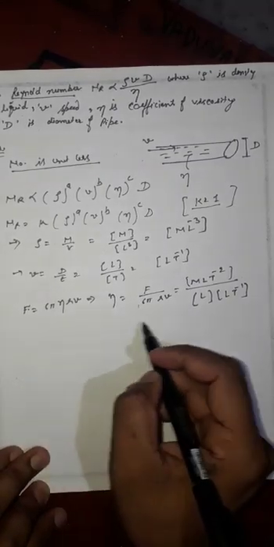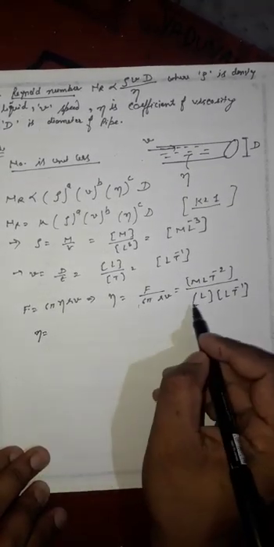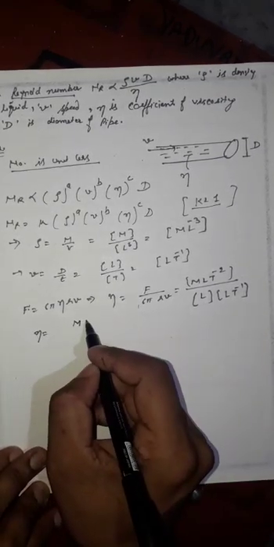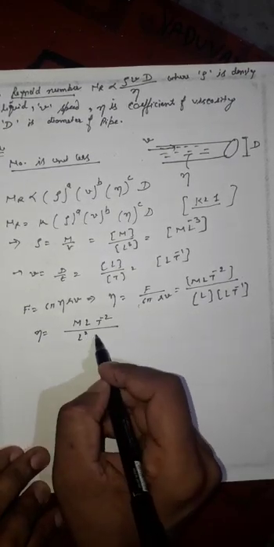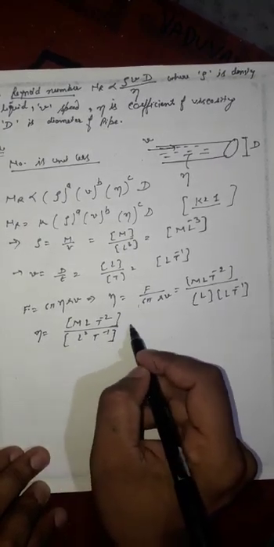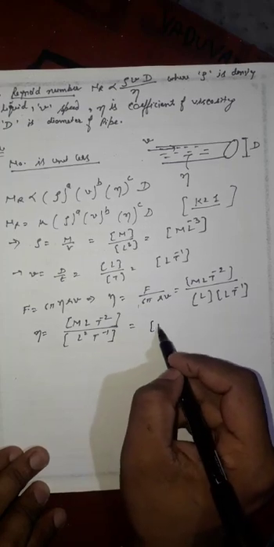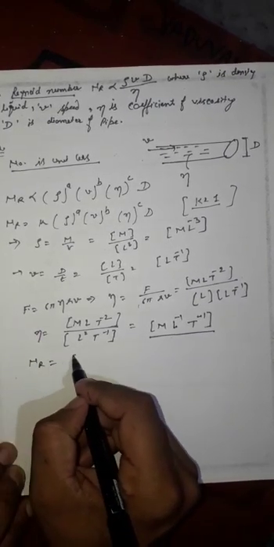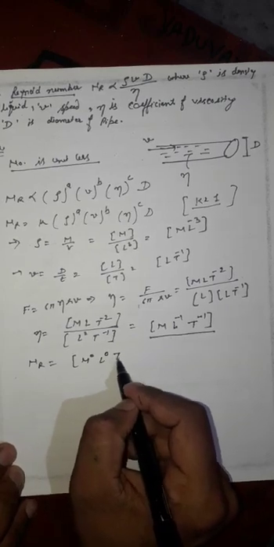Now solve them. Then eta becomes M L T^-2 in the numerator, and the denominator will be L^2 T^-1, with the square bracket closing them. Then solving it, M L^-1 T^-1. This is the dimension of eta. And the Reynolds number is dimensionless: M^0 L^0 T^0.